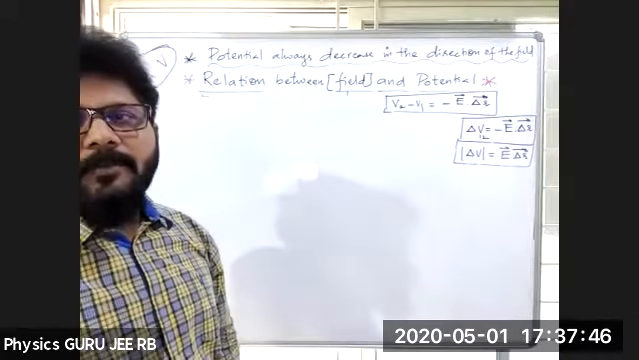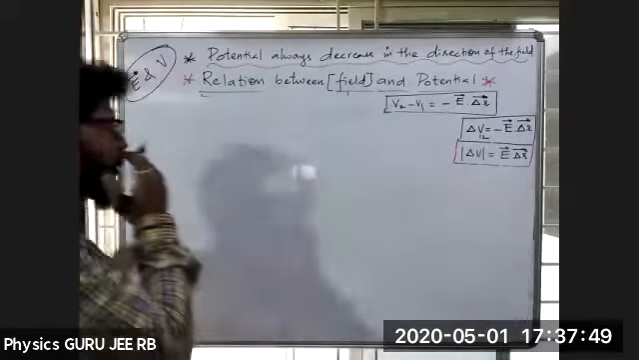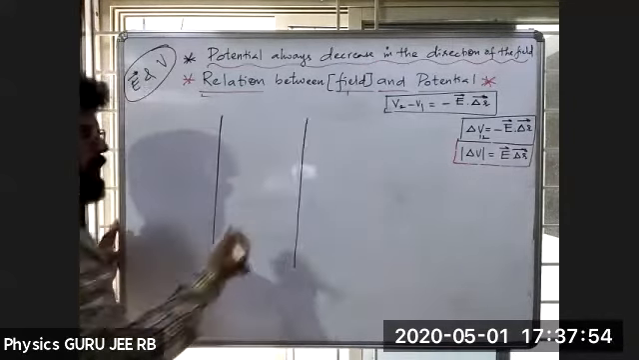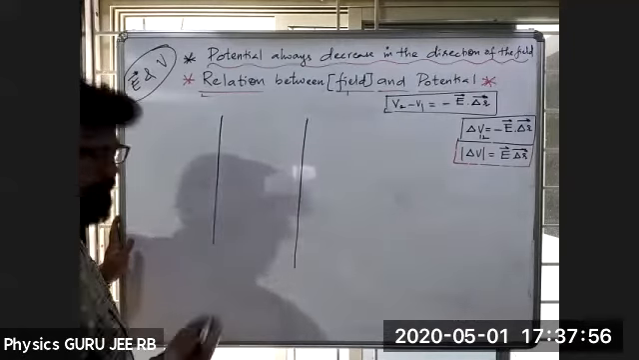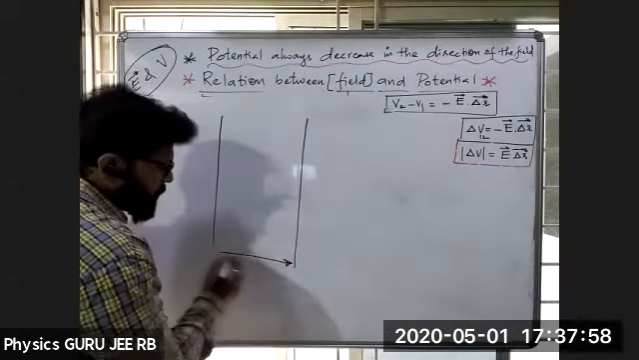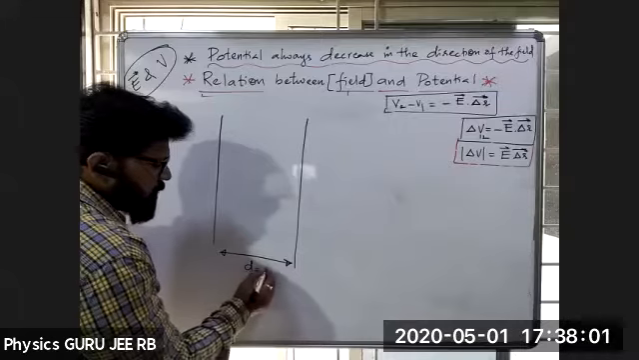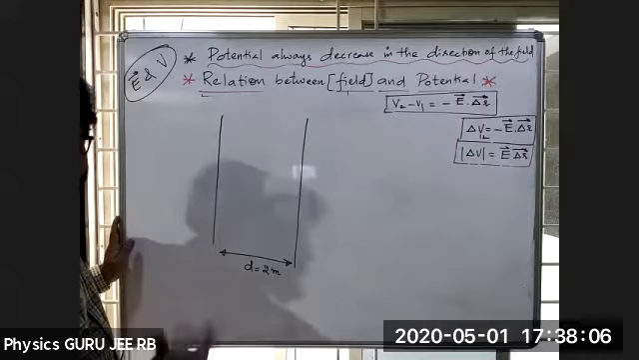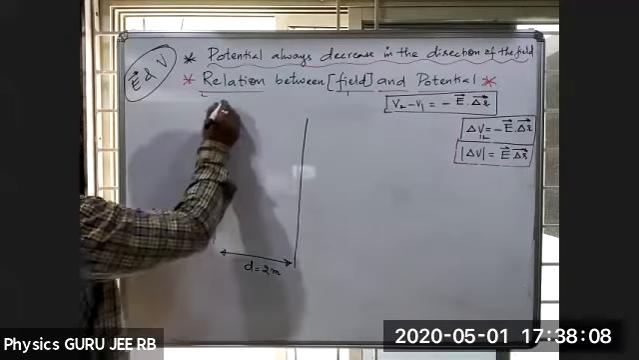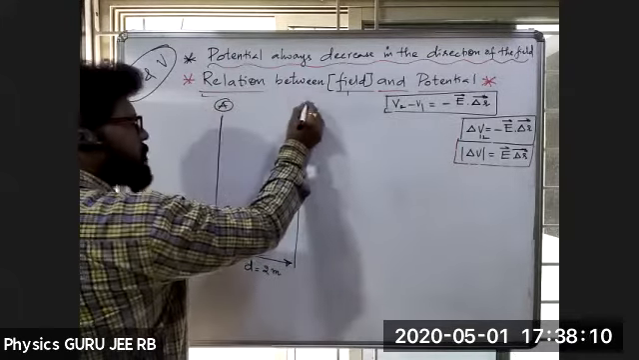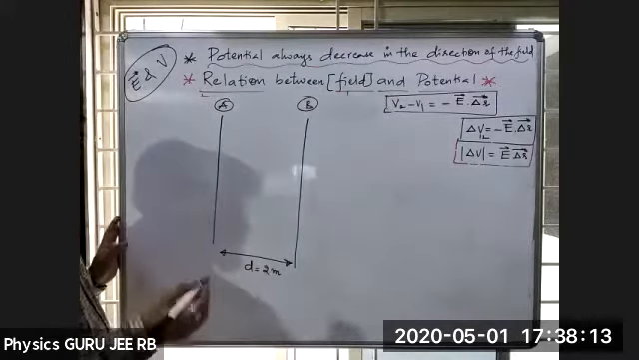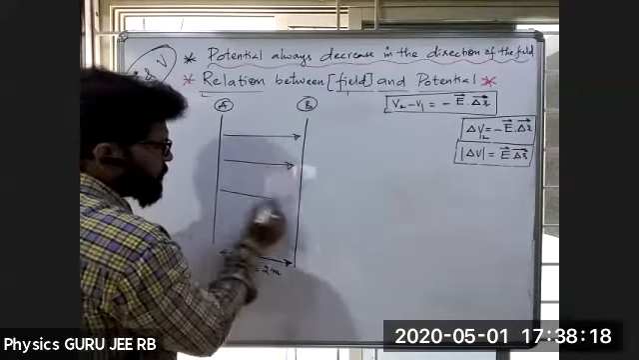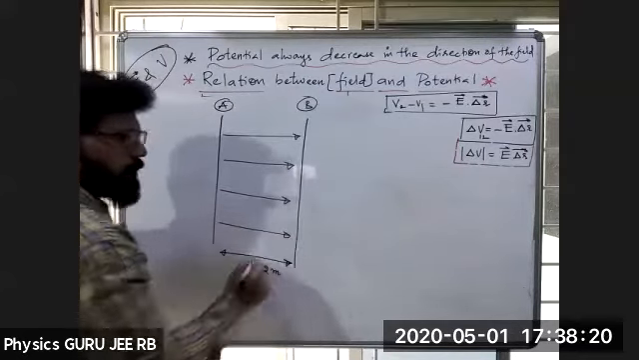Okay. So now how do we calculate a problem? Let us see. I'll take one example. It's a standard example which is available in any book. Two plates will be there. The distance between the two plates is D equals 2 meters. Let me take the first plate as A and the second plate as B. Right. Between these two, electric field lines are there.